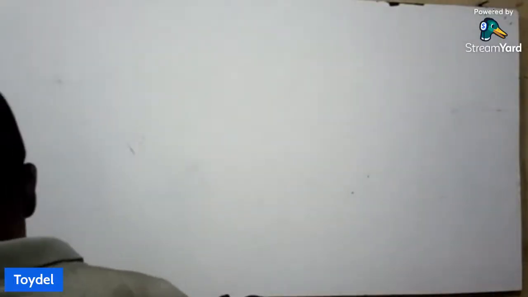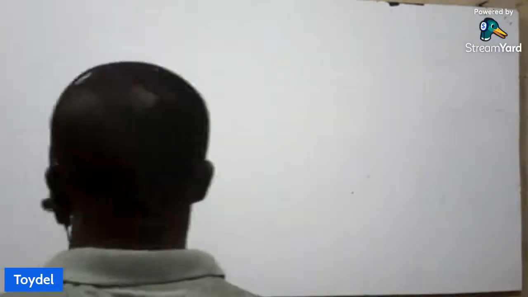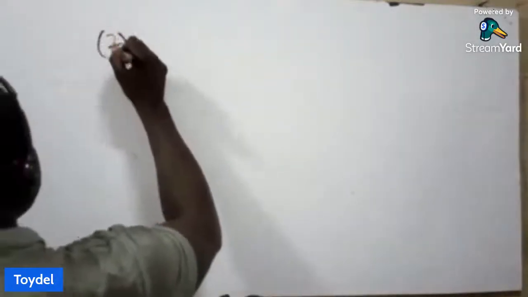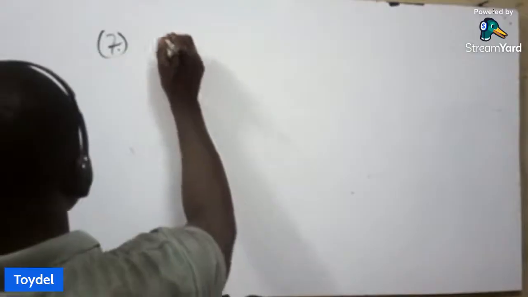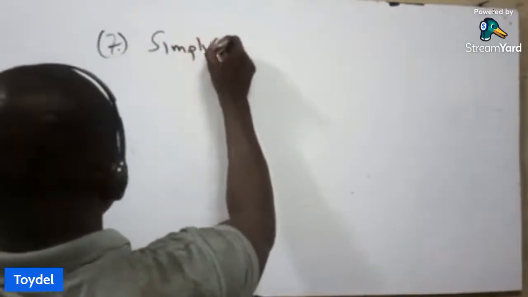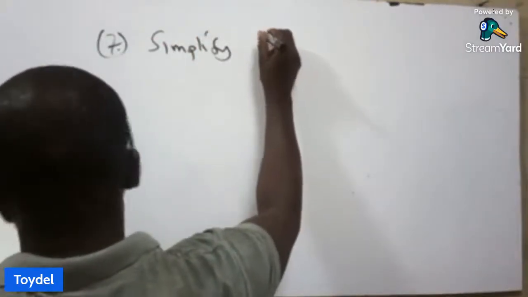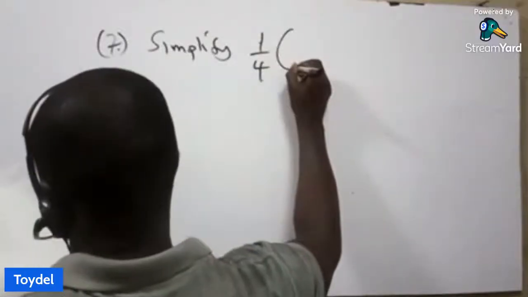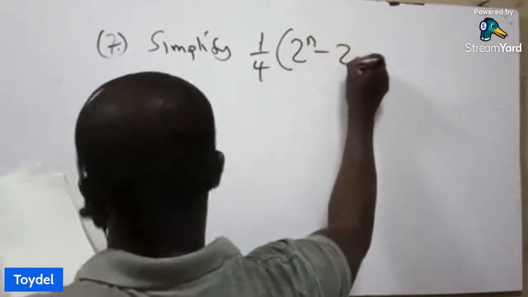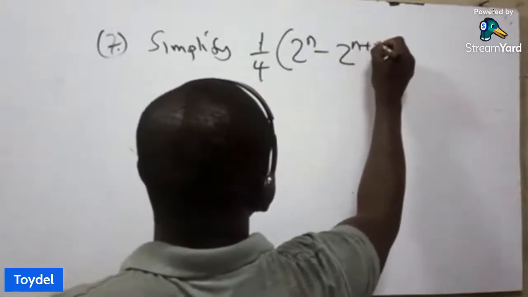So let's take another question. Question 7, still under indices. The question says simplify 1 all over 4 into brackets 2 raised power n minus 2 raised power n plus 2.